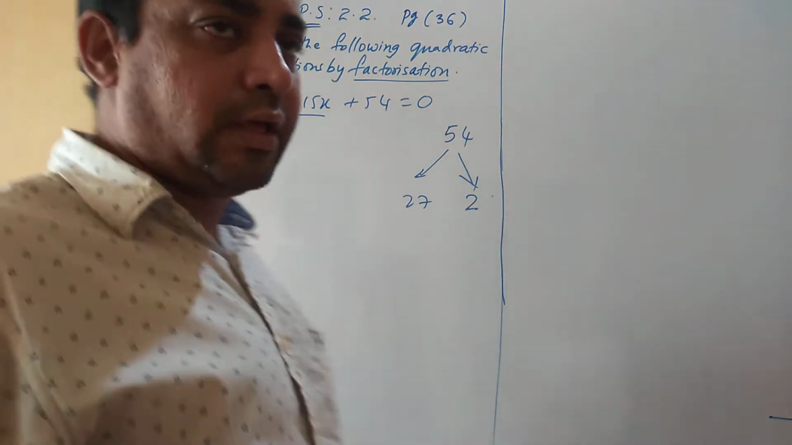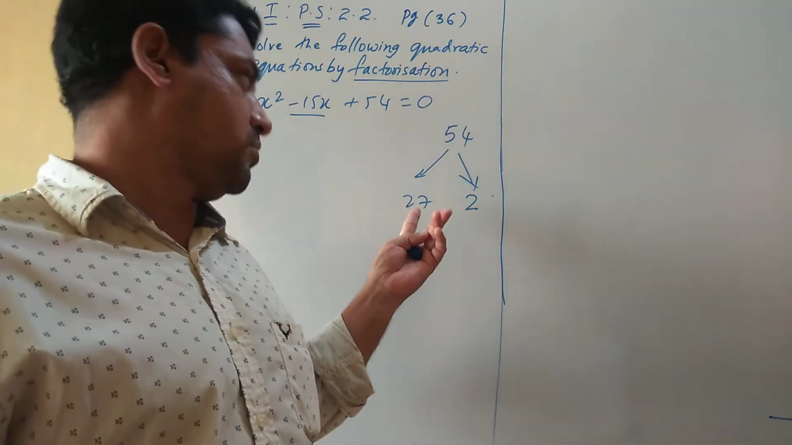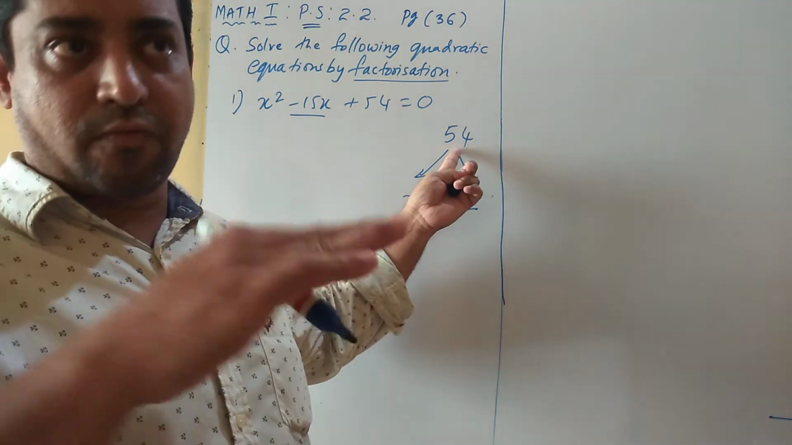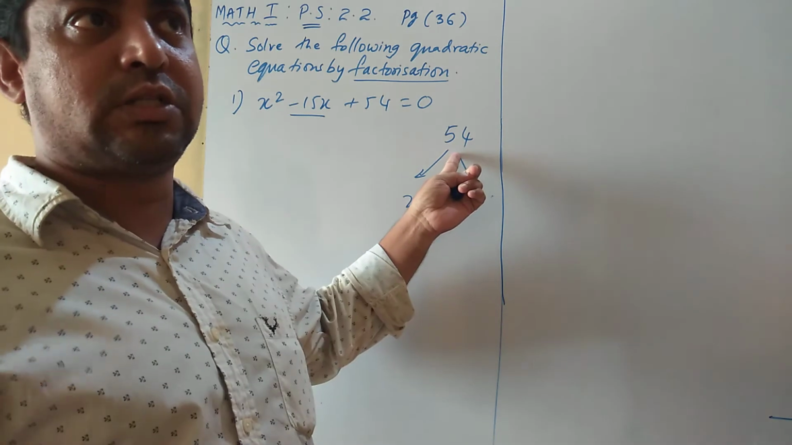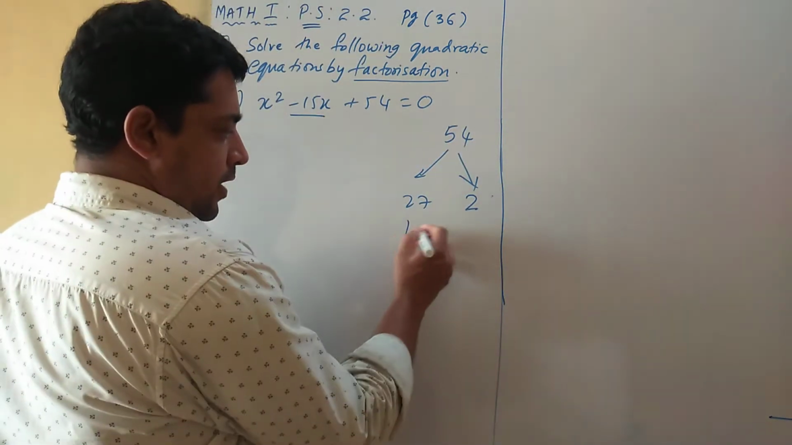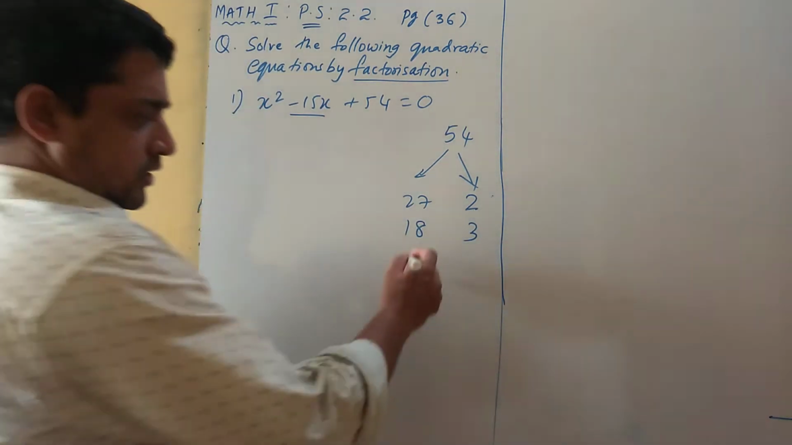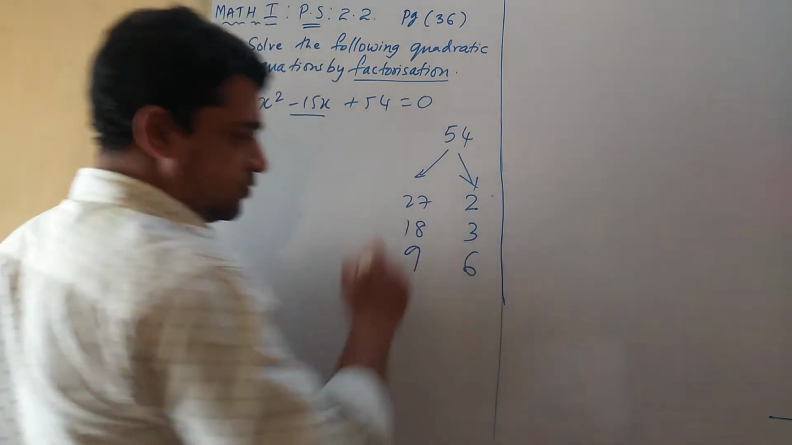Okay, I don't think many of you know the table of 27, but if you are good enough, you can just half it, 54. Okay, half of that is 27. So 27 twice is 54. Again, 18 three times is 54. Next, 9 six times is 54.